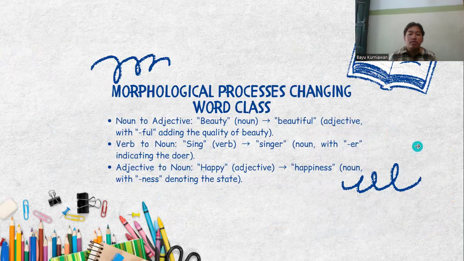The morphological process of changing word class, like noun to adjective: beauty, beautiful, an adjective with ful adding the quality of beauty. Verb to noun: sing is the verb, singer is the noun, with er indicating the doer. Adjective to noun: happy is the adjective, happiness is a noun, with ness denoting the state.